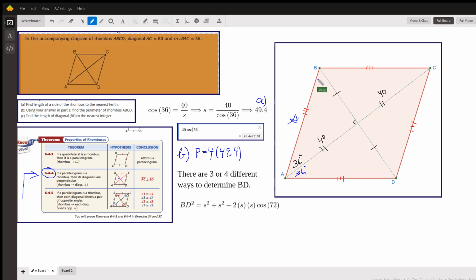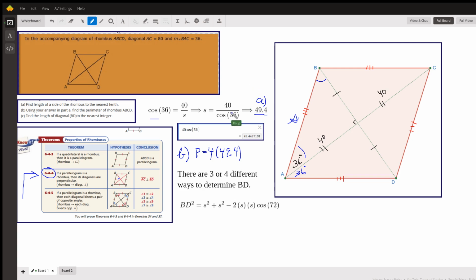Consecutive angles of a rhombus are supplementary, as in a parallelogram. So we could find this angle, or we could look at this right triangle and subtract from 90 to get this acute angle. So there's quite a few ways to answer part A. But probably the most straightforward is to say, the cosine of 36 is adjacent over hypotenuse, and then solve for S. So S equals 40 divided by the cosine of 36, which is about 49.4.